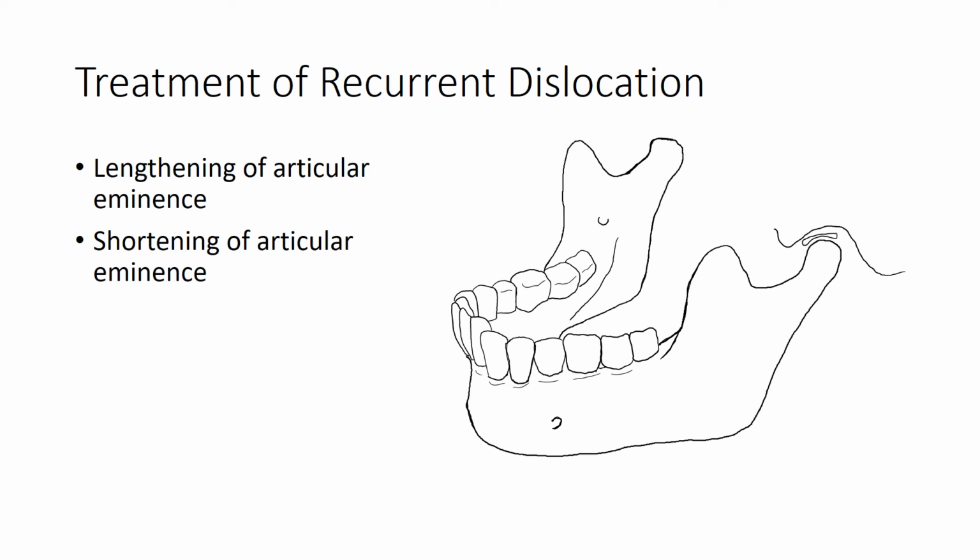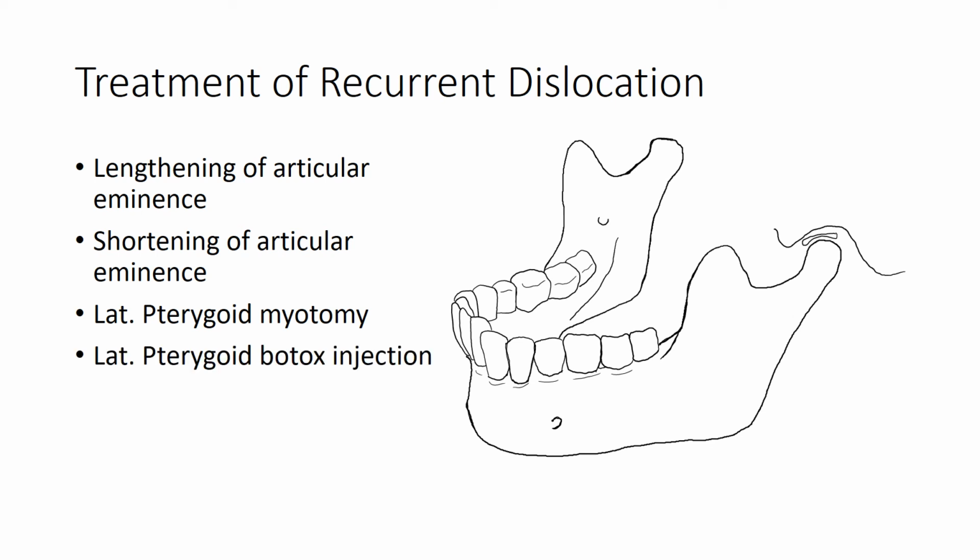And as I showed you in that last case, the lateral pterygoid muscle is actually thought to contribute to these cases of recurrent or chronic dislocation, that there's either a hyperactivity or a spasm of the lateral pterygoid. So some treatments are aimed at the lateral pterygoid muscle itself, including a lateral pterygoid myotomy or a Botox injection.